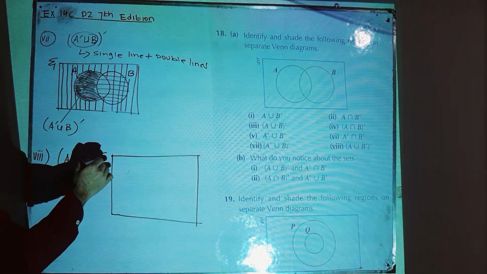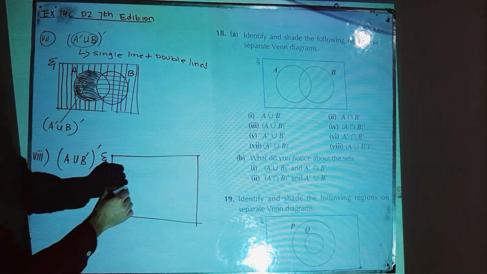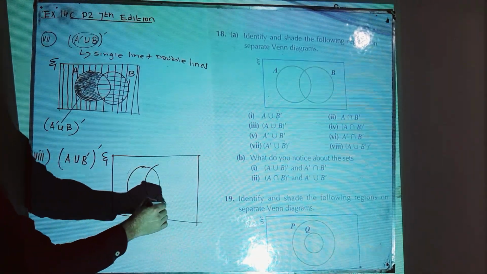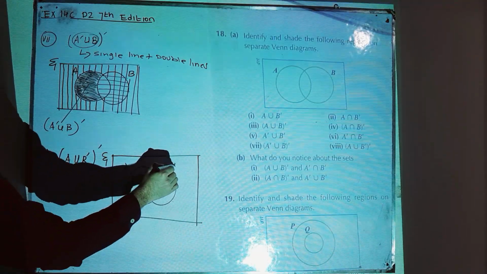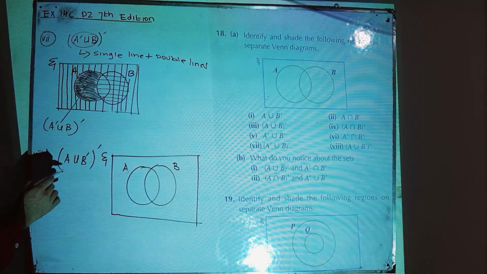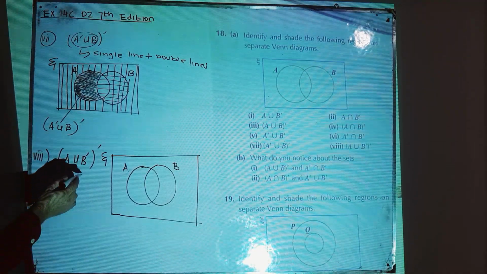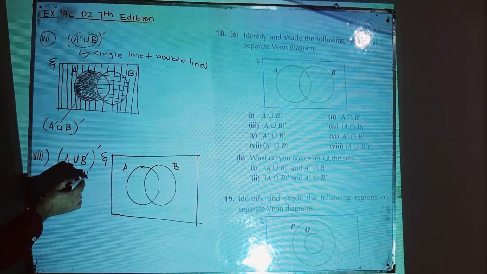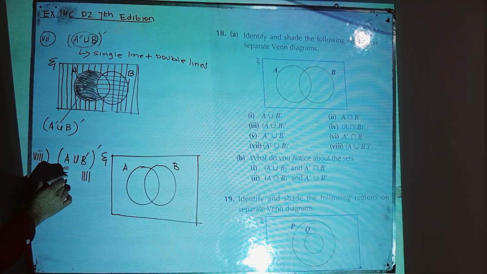This rectangle represents the universal set. This is set A, this is set B. Now first of all, identify the region (A union B) complement. First of all, shade B complement by vertical lines and A by horizontal lines.